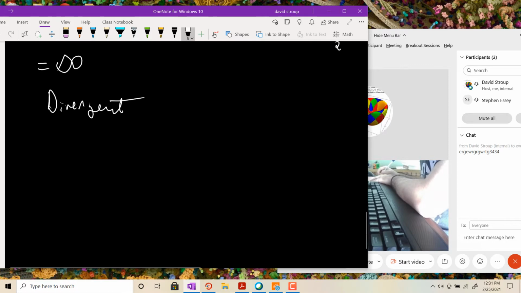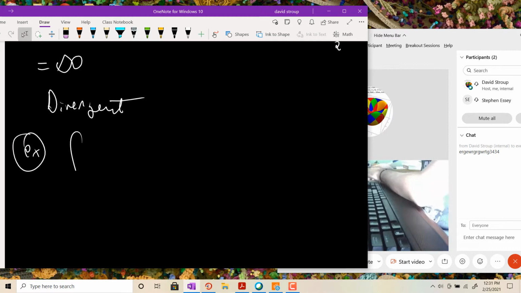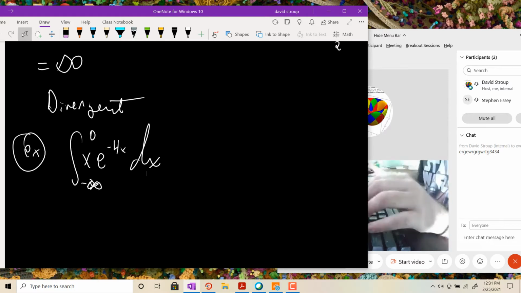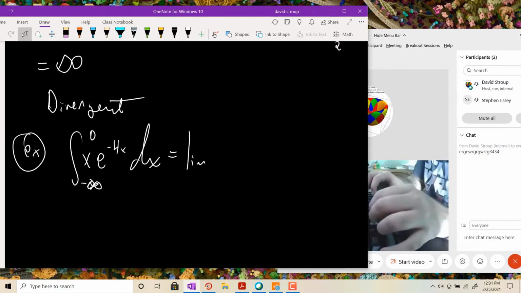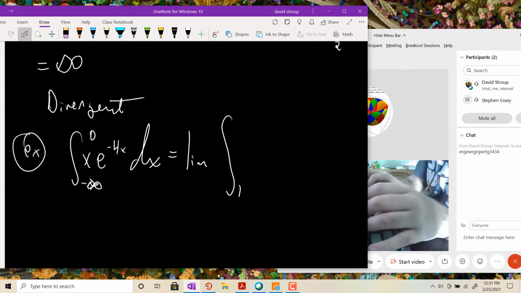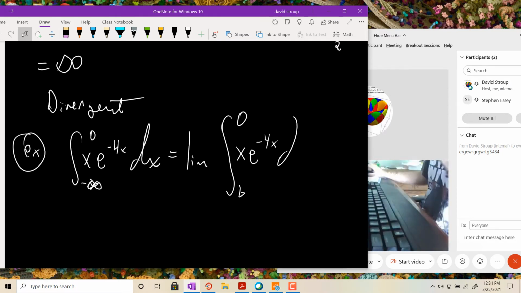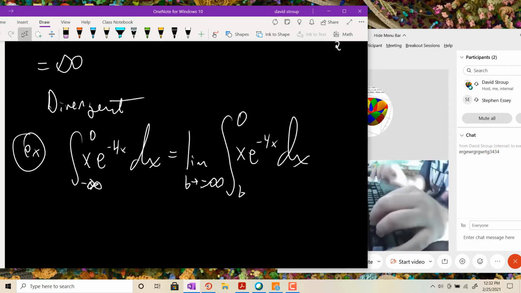Okay, let's look at one in the other direction. This one's a little more annoying. We have the integral from negative infinity to 0 of x e to the negative 4x dx. So this time the troublemaker is on the lower limit of the integral. So we're going to, as usual, replace the troublemaker with a variable. We have x e to the negative 4x dx. And then we're going to take the limit as b approaches that troubling limit, so in this case, negative infinity.